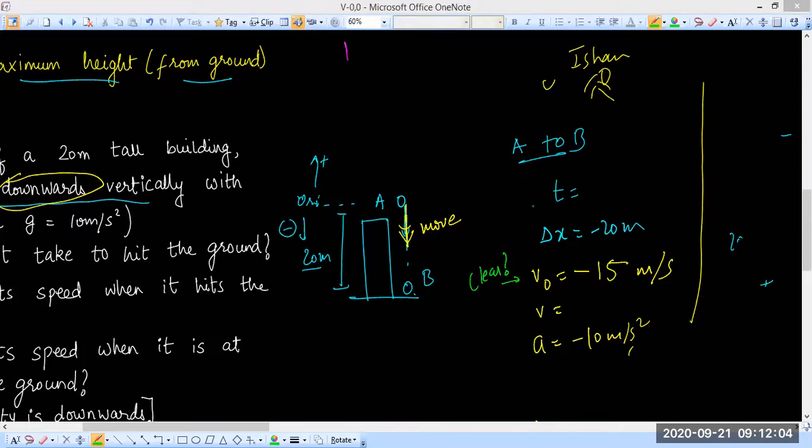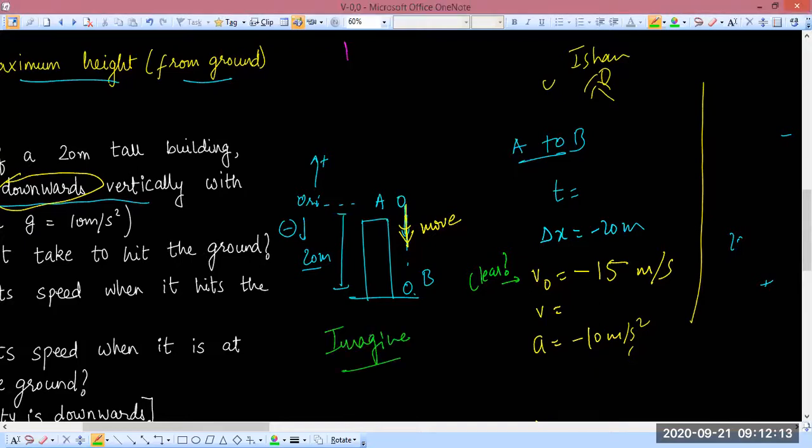That's why it is very important to draw diagrams so you can imagine everything. You have to imagine. Physics is not in your textbook. Physics is in the world around you. If required, drop a ball.